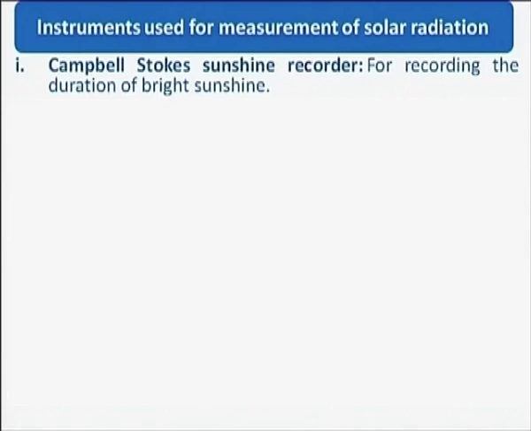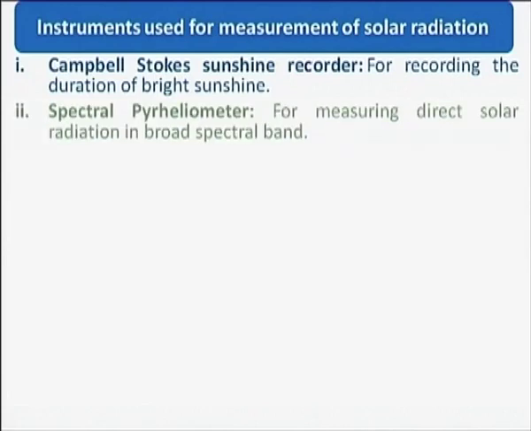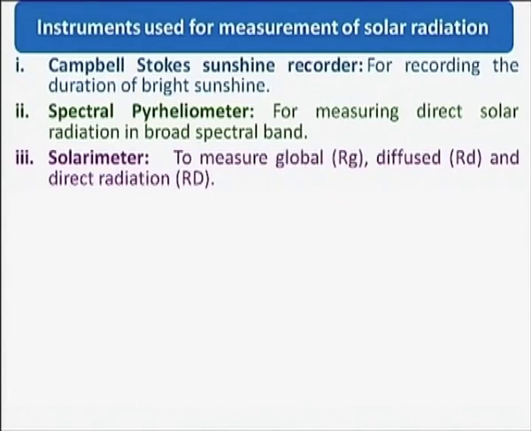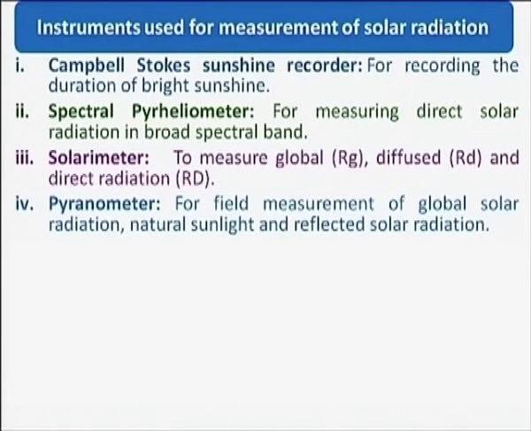Now the instruments used for the measurement of solar radiation are the Campbell-Stokes sunshine recorder, which is used for recording the duration of bright sunshine; the spectral pyrheliometer for measuring direct solar radiation in a broad spectral band; the solarimeter to measure global, diffused and direct radiation; and the pyranometer for field measurement of the global solar radiation, natural sunlight and reflected solar radiation.